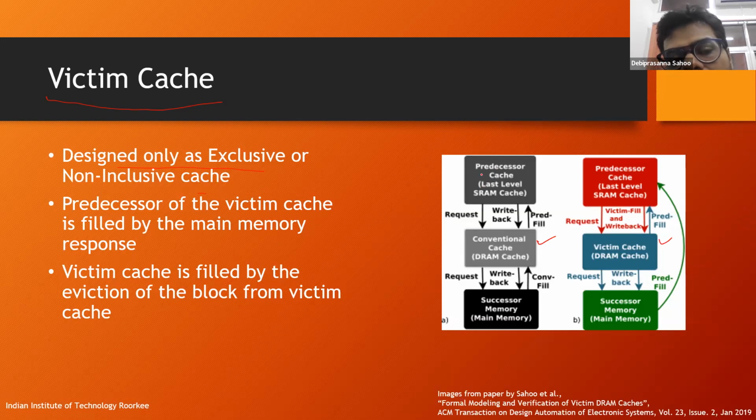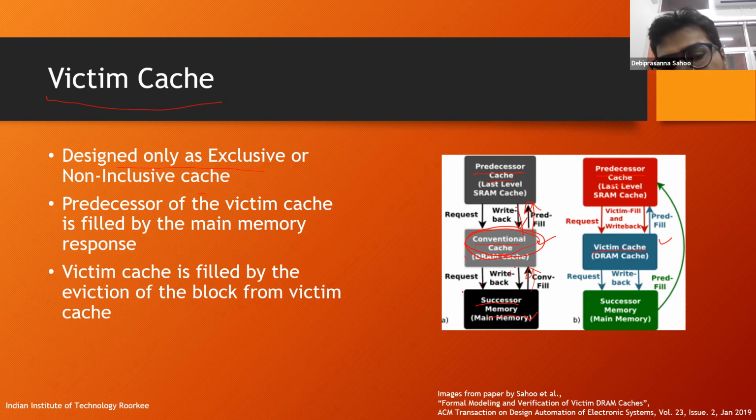So here there are two levels of cache. I'm calling them the predecessor cache and conventional cache in one design, and the predecessor cache and victim cache in another design. In a conventional design, if there is a predecessor cache miss, then a request will be generated on the conventional cache. Upon a miss, it will go into successor memory, which can be the main memory. Whenever there is a fill, you fill the conventional cache first, and then you do a predecessor fill. Similarly, when you do a write back from the predecessor cache, you write it onto the conventional cache. And whenever there is a write back from the conventional cache, it will go to the main memory.